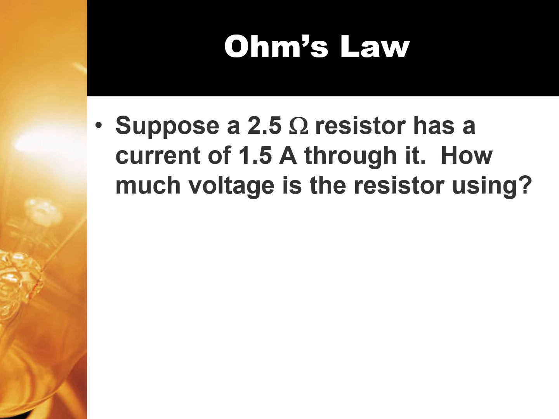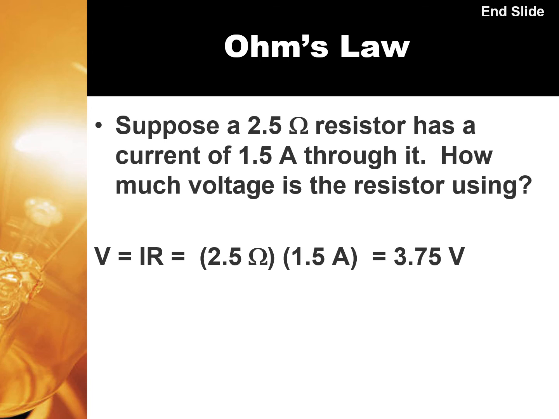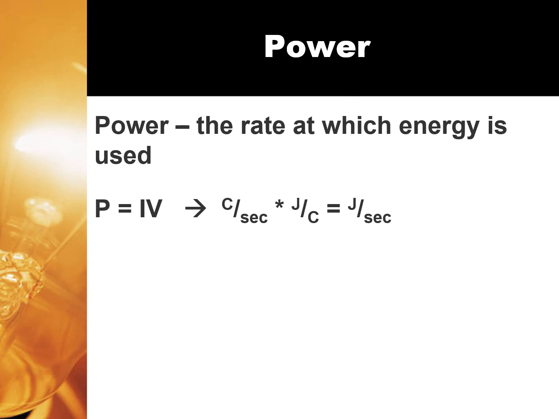The next one says, suppose a 2.5 ohm resistor has a current of 1.5 amps through it. How much voltage is the resistor using? So voltage is going to be equal to current times resistance, and 2.5 times 1.5 is going to give us 3.75 volts.